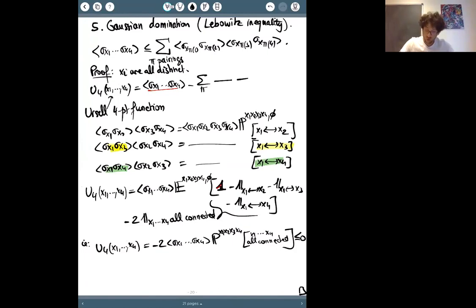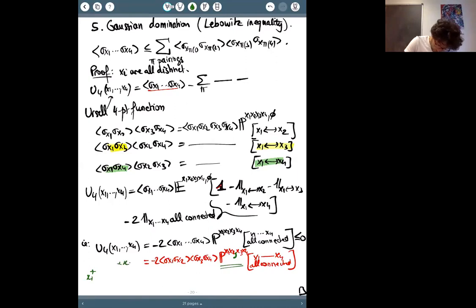By the way, to bounce again on the comment of Andras and to make it maybe even more natural, notice that this is also minus two sigma x1, sigma x2, sigma x3, sigma x4, probability x1, x2, x3, x4 of x1 up to x4 all connected. It's exactly the same quantity by switching lemma. So here I like it because you see it's telling you the following. In this measure, I have two currents. The first current has sources x1 and x2.